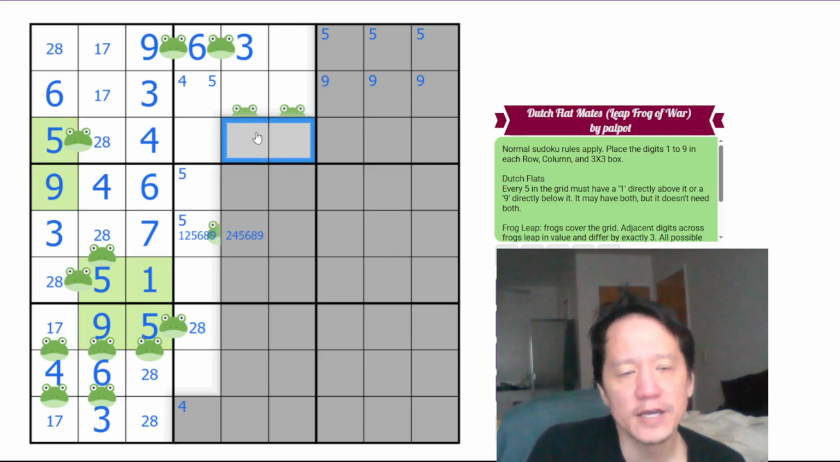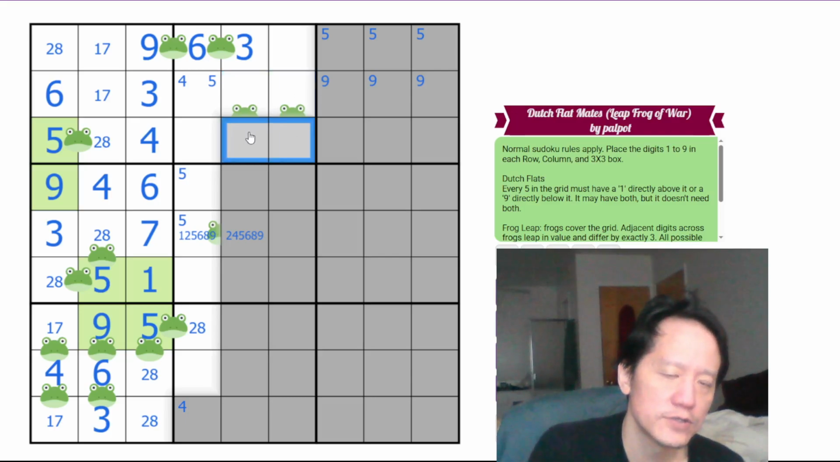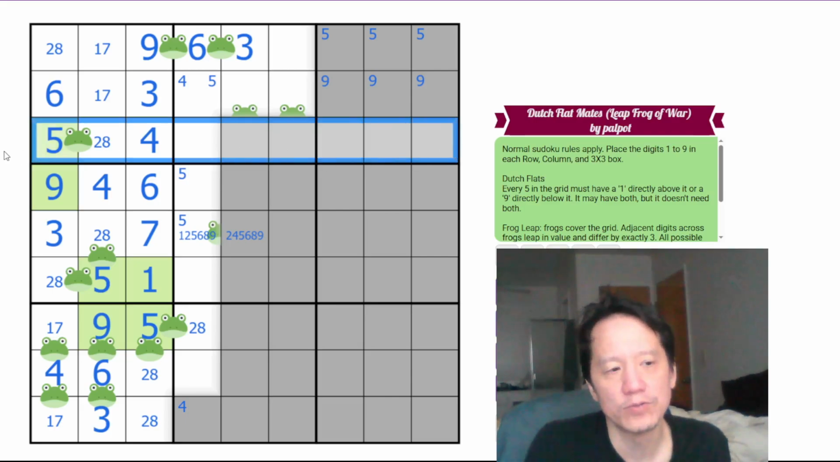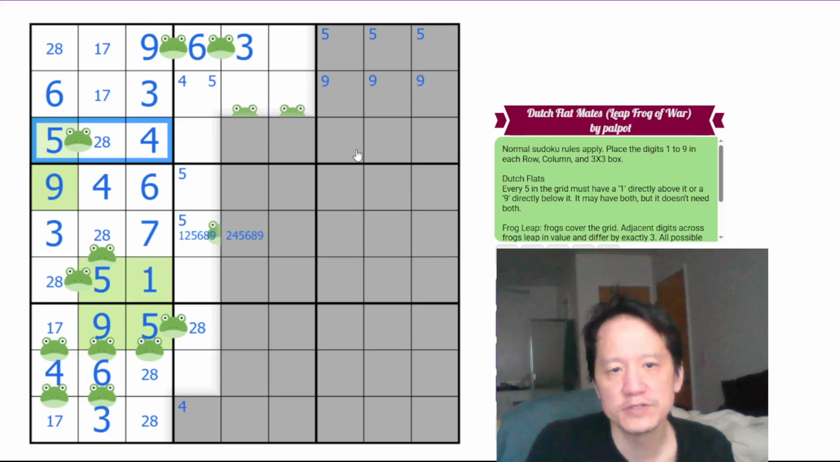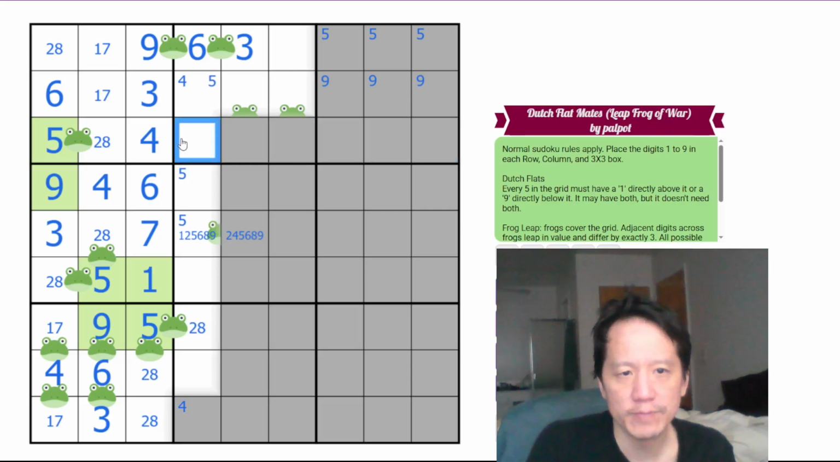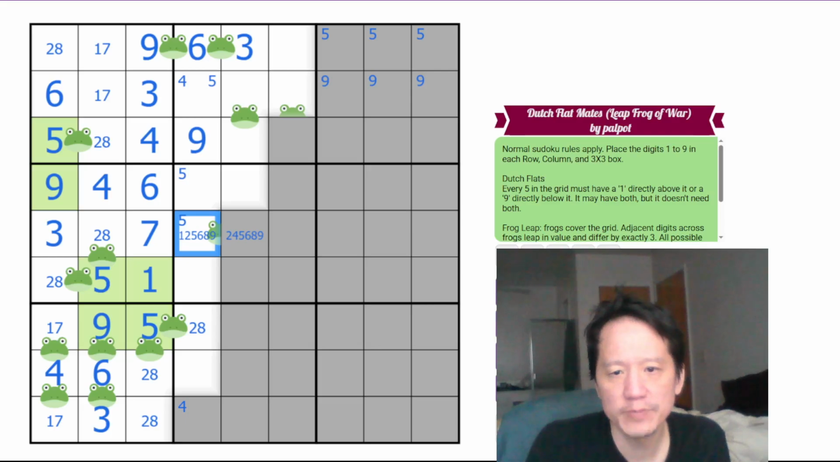9 cannot be, again, either of these 2 cells because it would have to be next to a 6 if it's a frog leap away. So none of these could be 9. Where is the 9 in row 3? Can't be any of these cells. Can't be any of these because, again, we need a 9 to be underneath the 5 in row 1. So it must be here. So this is a 9, which means this cannot be 6 or 9.